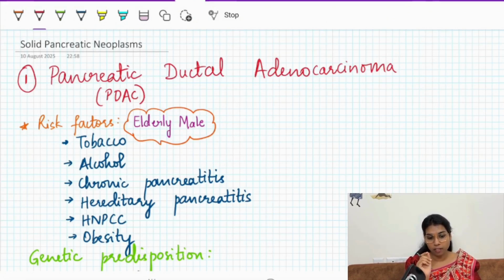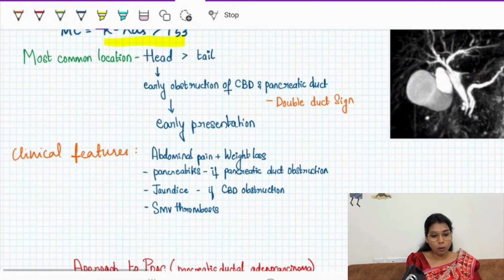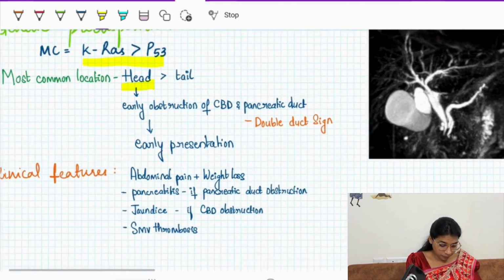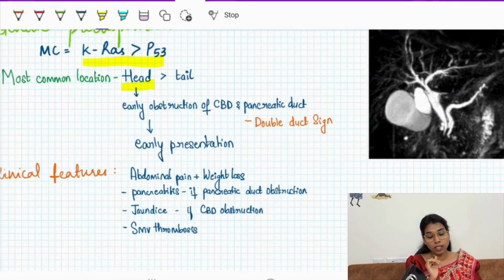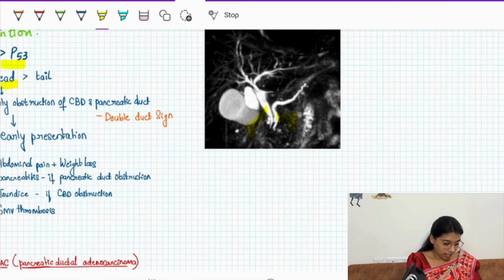Pancreatic ductal adenocarcinoma, which is known as PDAC, is most commonly seen in an elderly male who is a smoker and an alcoholic, typically seen in the background of chronic pancreatitis. It is most commonly associated with KRAS more than P53 mutation, and most common location is the head of the pancreas. The important point to note is that any head PDAC will present to you early, because even if the pancreatic head PDAC is smaller in size, it will cause an early obstruction of the CBD as well as the pancreatic duct, causing its dilation, and that is known as the double duct sign.